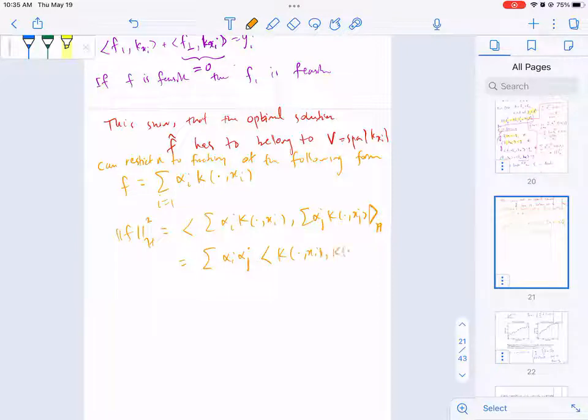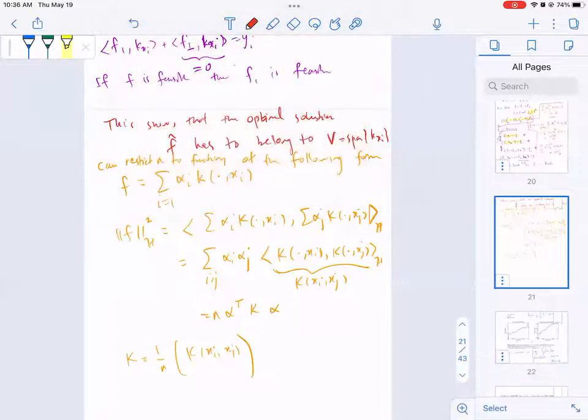right? And so what is this? This is K(x_i, x_j). So I can write this as alpha transpose, basically n times K alpha, where K was 1 over n, K(x_i, x_j), right? And you can see if I divide by root n here, I get 1 over n here, 1 over n here, and then this would go away. So that's the reason why we did this. This is simpler now, right?